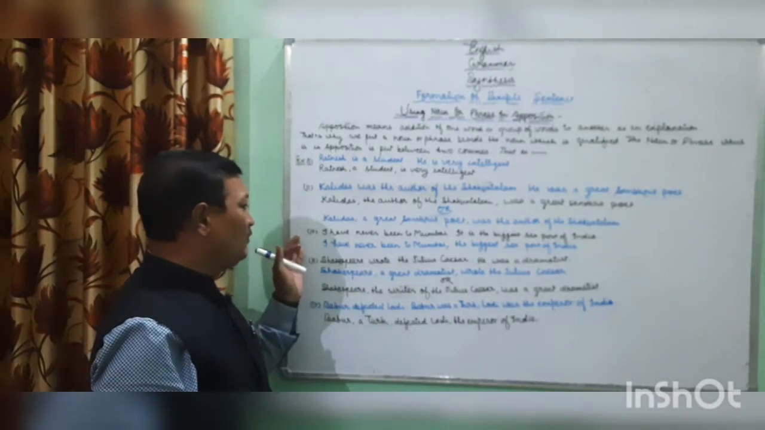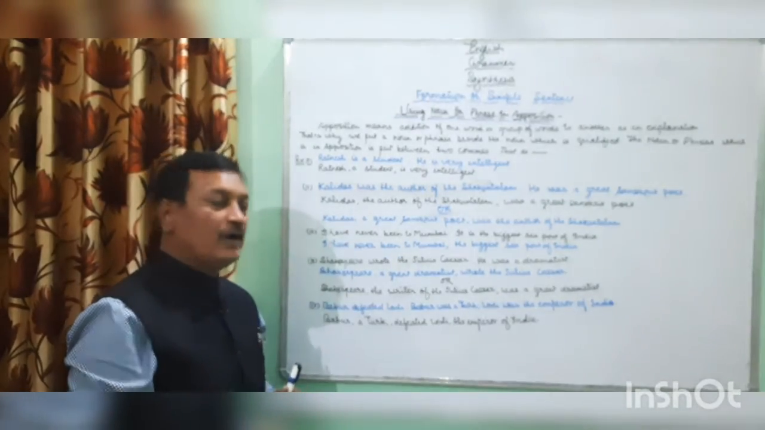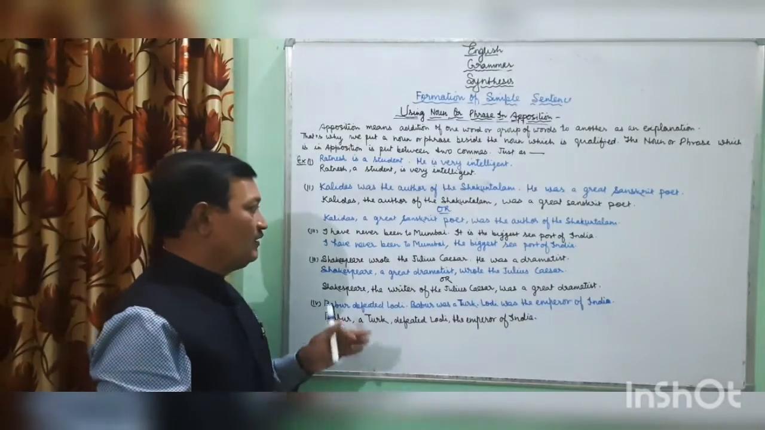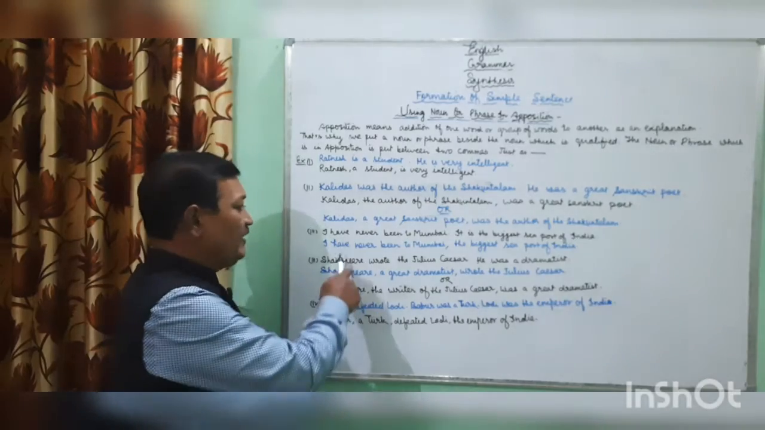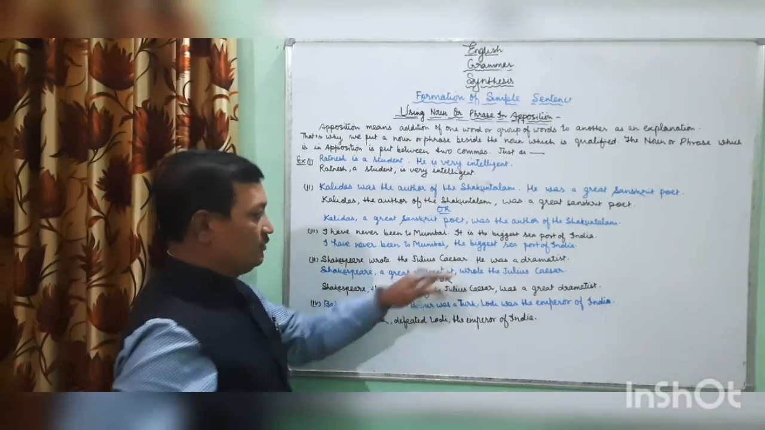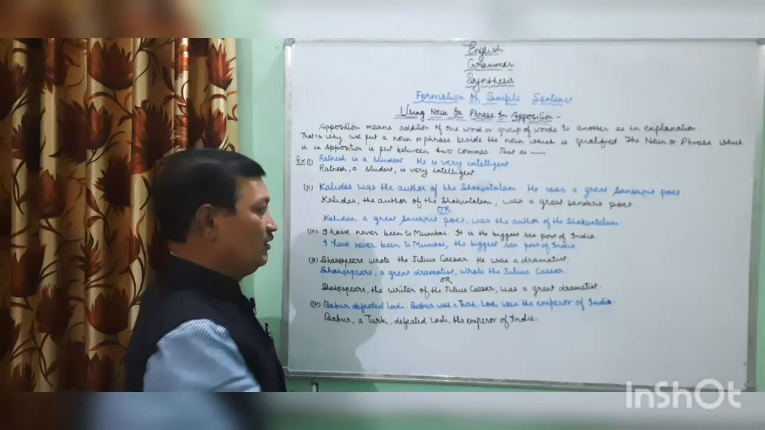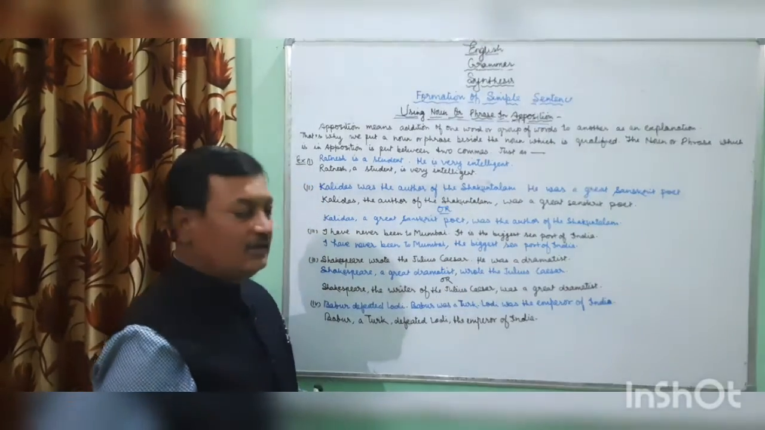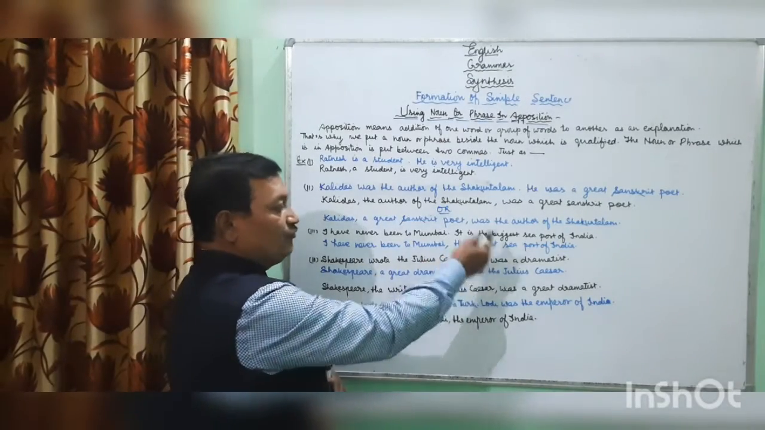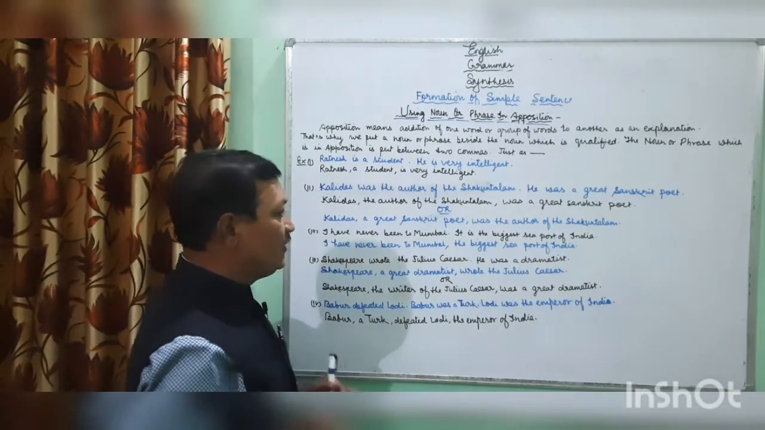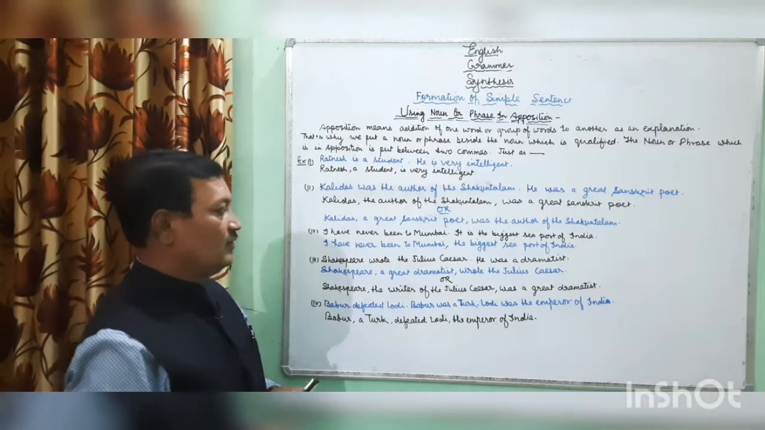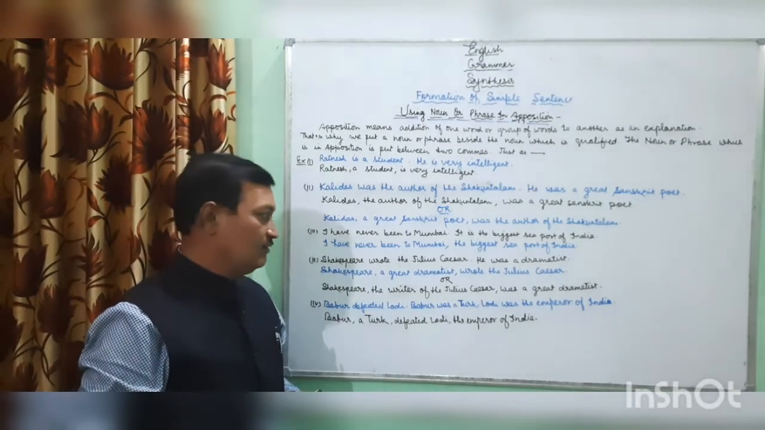Let's see another example. I have never been to Mumbai. It is the biggest seaport of India. Let's combine it. I have never been to Mumbai, the biggest seaport of India. Students, you can see that the phrase is used here at the end. That's why comma has been used before the phrase. That qualifies the noun Mumbai. Let's see another example. Shakespeare wrote the Julius Caesar. He was a dramatist.